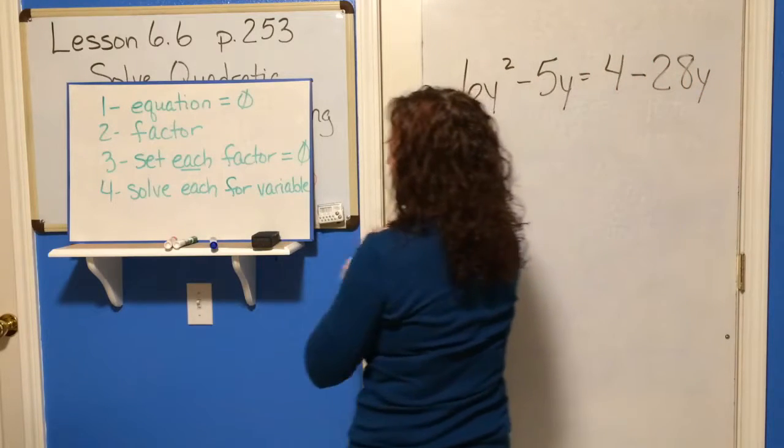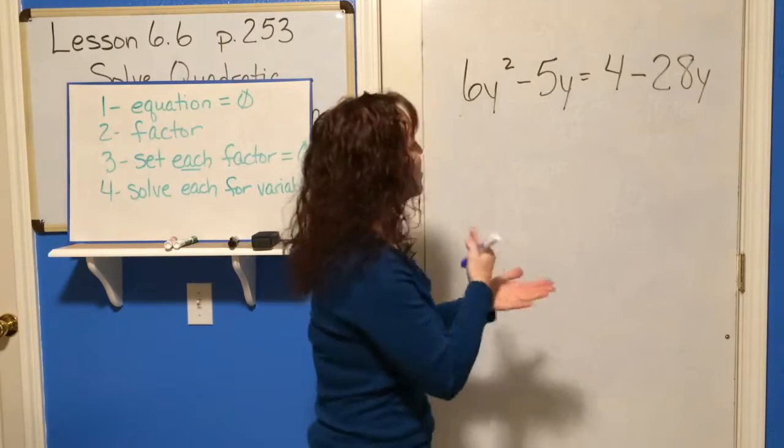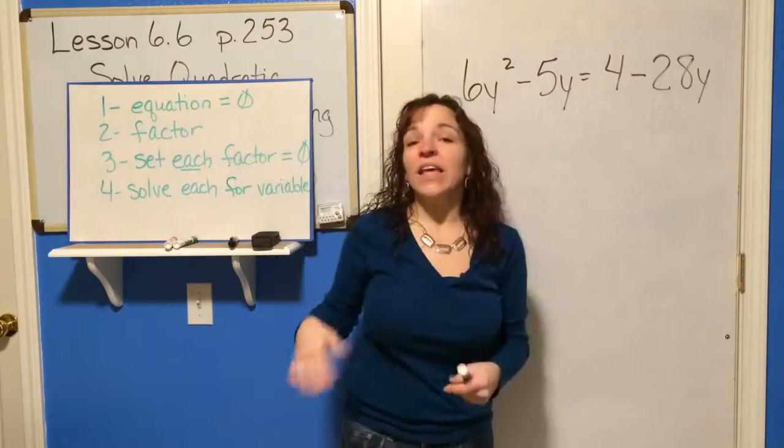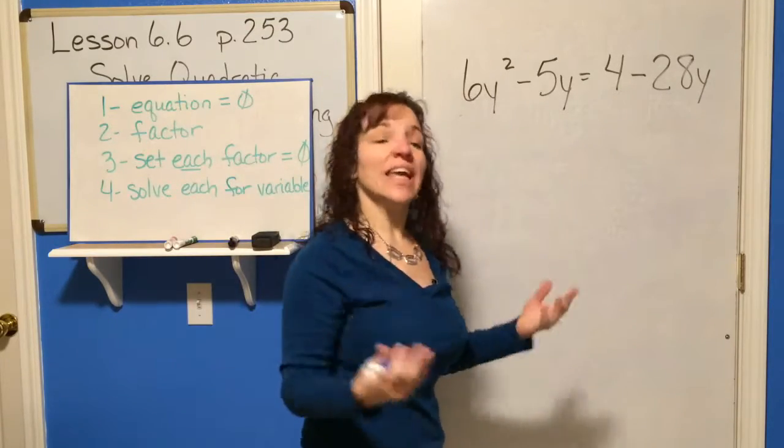Okay. Do you have it written down? If you don't, pause it and get it all. I want that in your notes. I want you to have the steps. So step 1, this is the first time we've done it this way. Step 1 is to set your equation equal to 0.